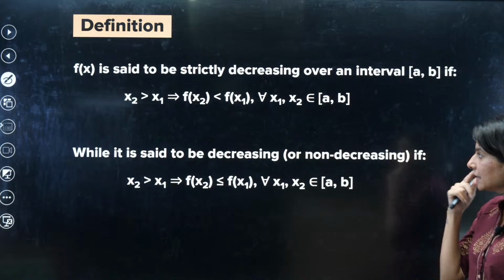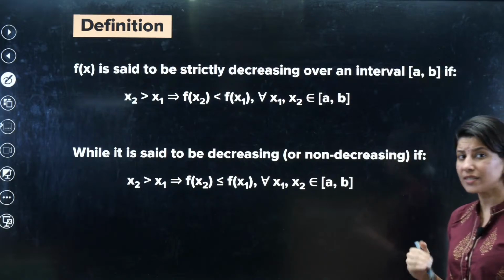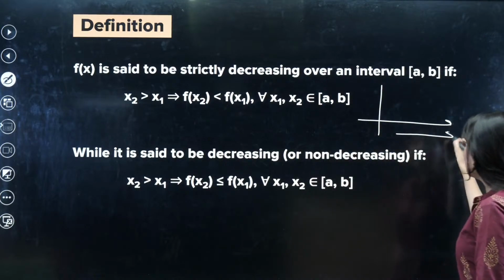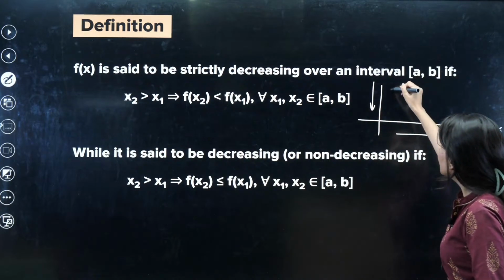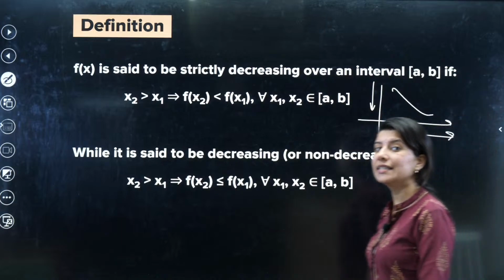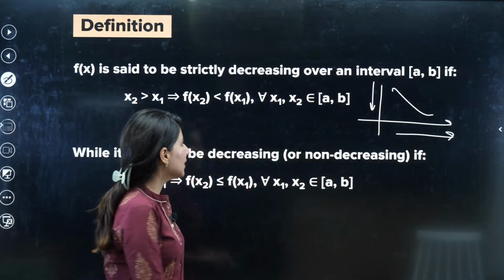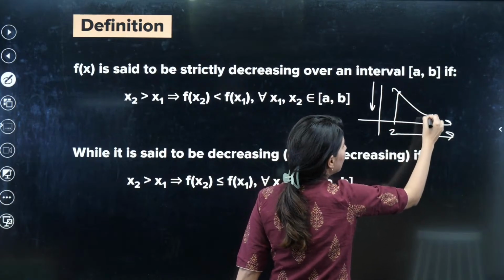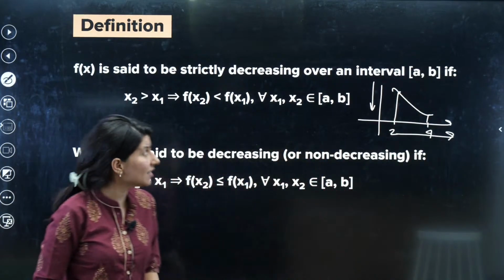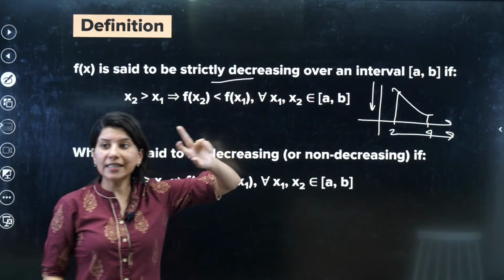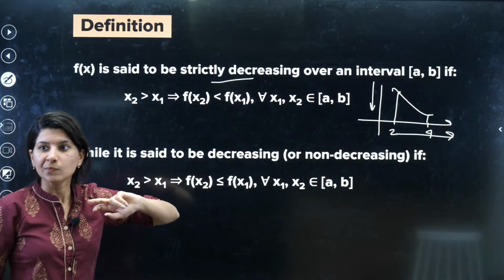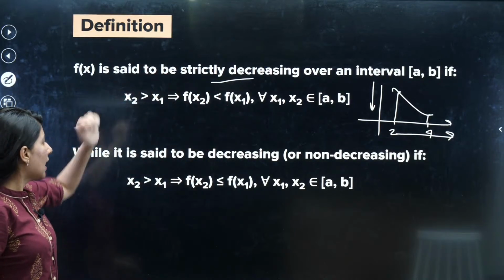Now similarly, decreasing: as we increase the value of x, the value of y should decrease. That's what we call a decreasing function. If I pick two values, 2 and 4, f of 2 should be greater and f of 4 should be lesser, then only we call it a strictly decreasing function. I hope that this is clear.